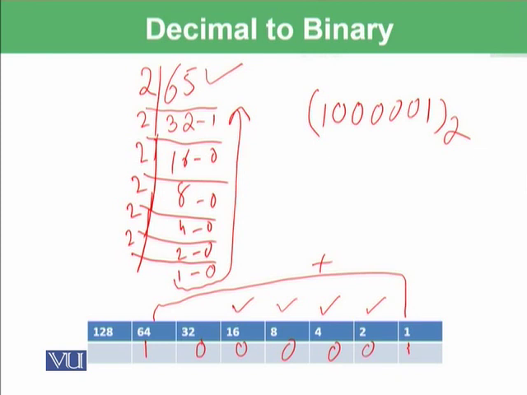Similarly, I can explain another example. For example, you want to display 32. You need to turn 32's cell to 1 and put zeros in the other cells. So this will represent 32.